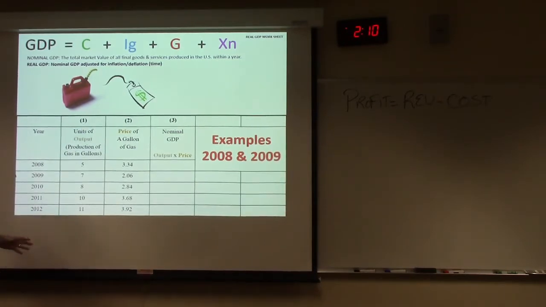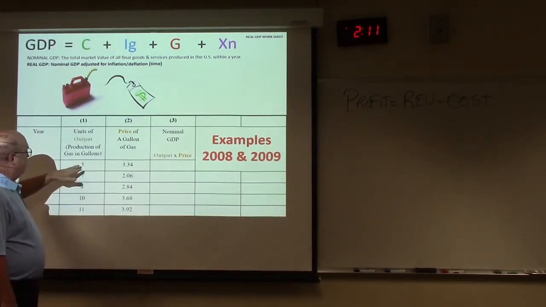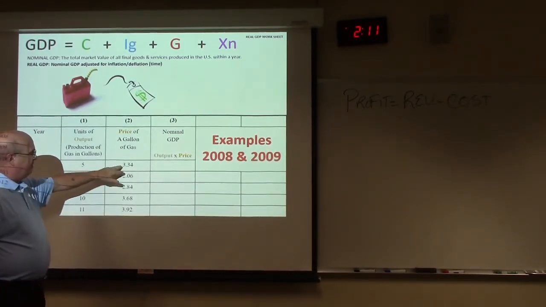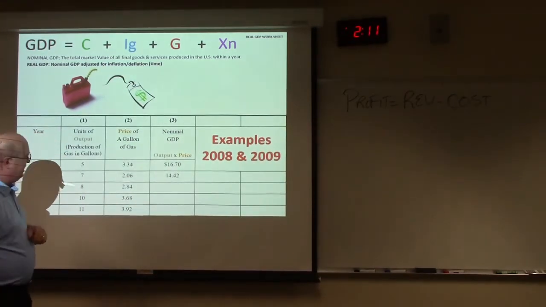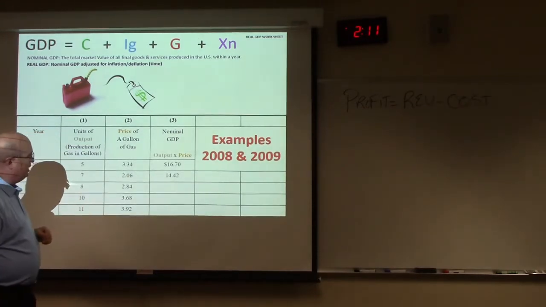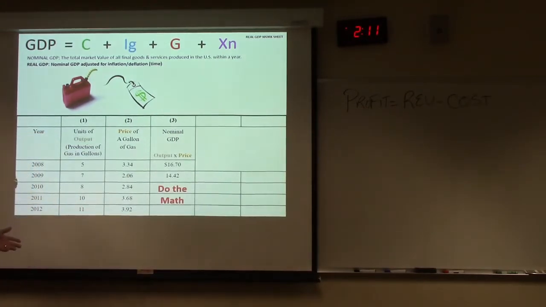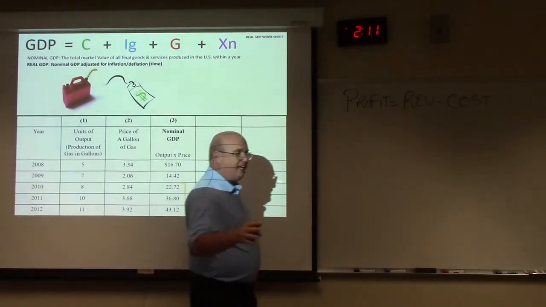We add up the prices of everything that was produced. So in this case, we did 5 gallons of gasoline at $3.34 a gallon, and it comes up to $16.70. 7 gallons at $2.06 is $14.42, and if you do the rest of the math, it comes up to $22.72, $36.80, and $43.12. Now this is what we did in the last section.